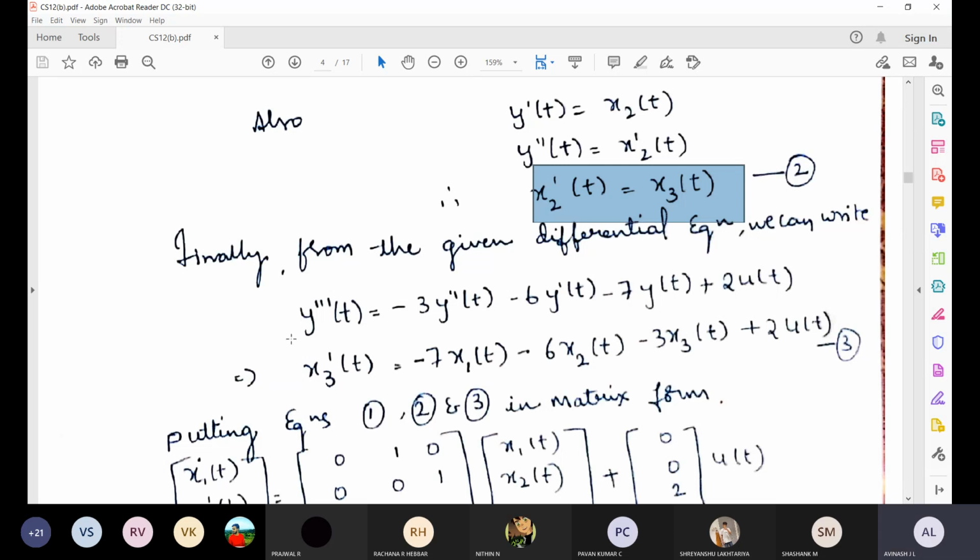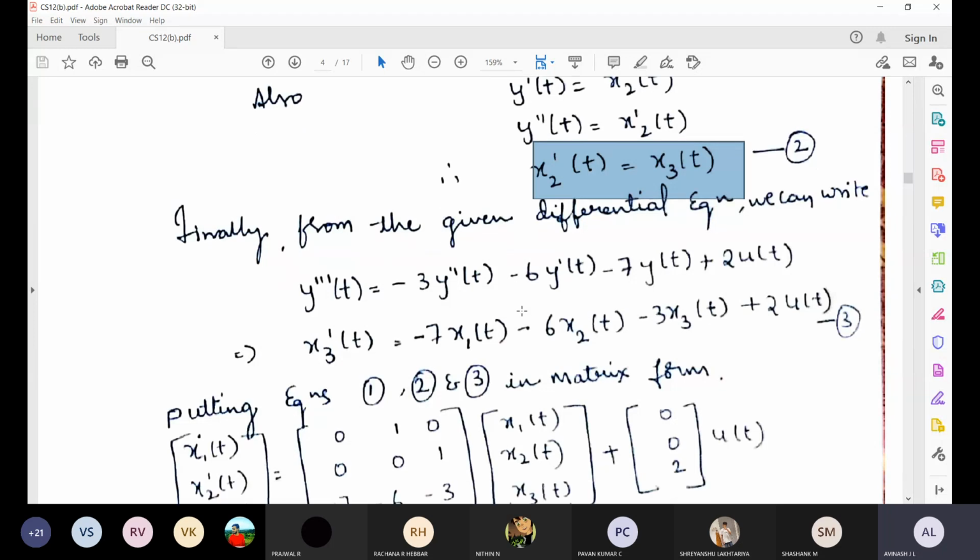Now you replace all the values of y double dash in terms of the differential state variables. So x3 dash of t equals minus 7 x1 of t minus 6 x2 of t minus 3 x3 of t plus 2 into u of t. This is the equation we get.